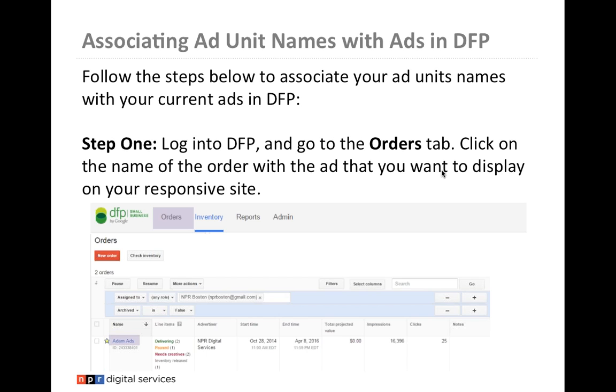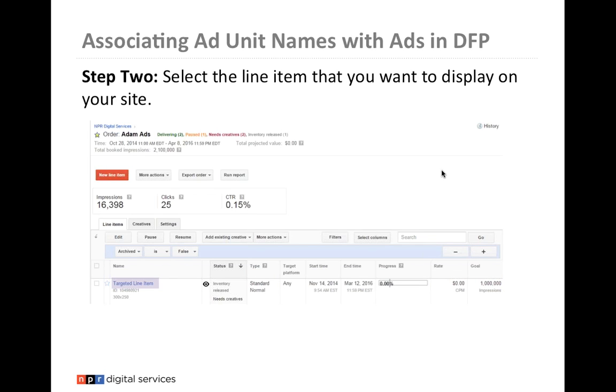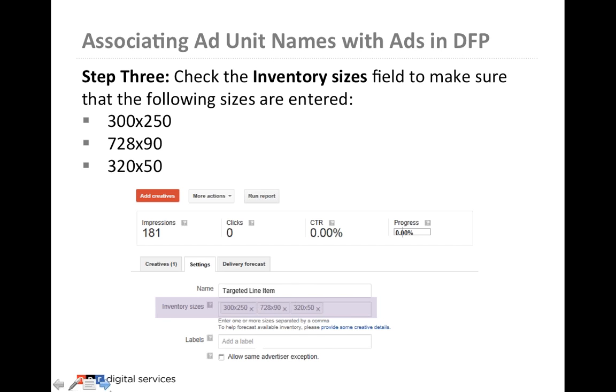The first thing that you need to do is log into your DFP account and go to an actual order. You want to click on the name of the order, and that's going to bring you to your line items. Select a line item that's delivering right now, and once you select that line item, you're going to see various setting options. It's typically going to open on the Settings tab.